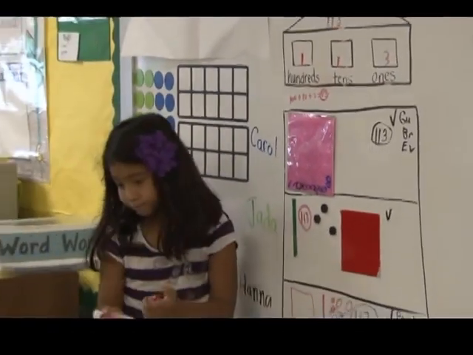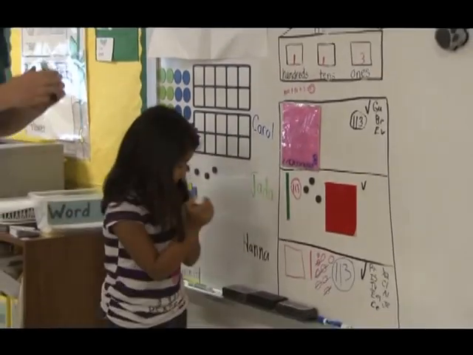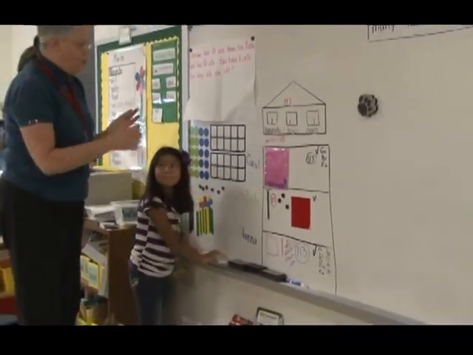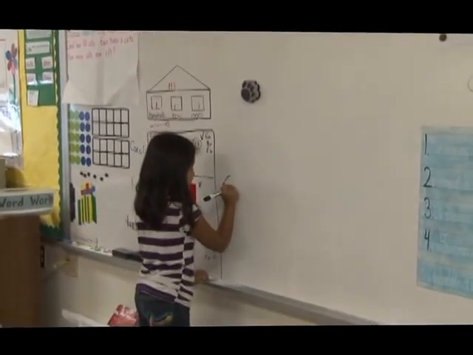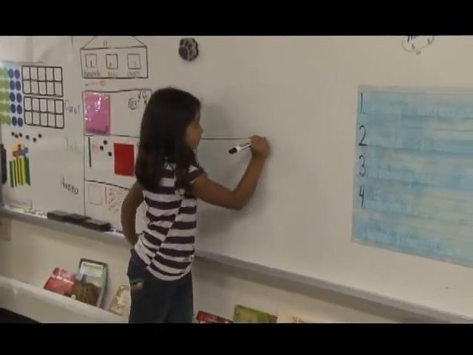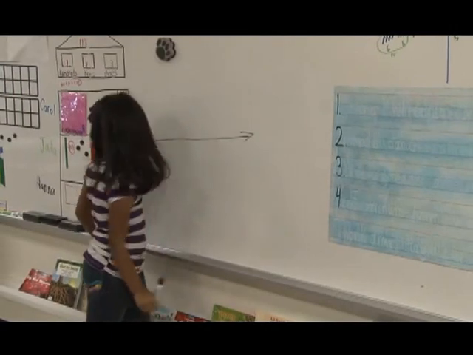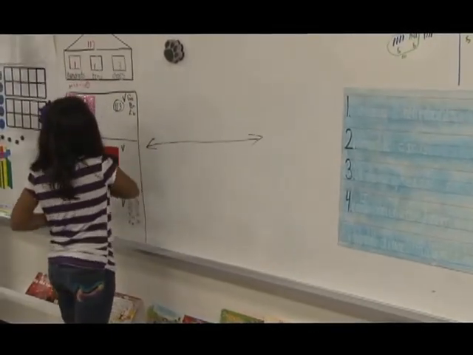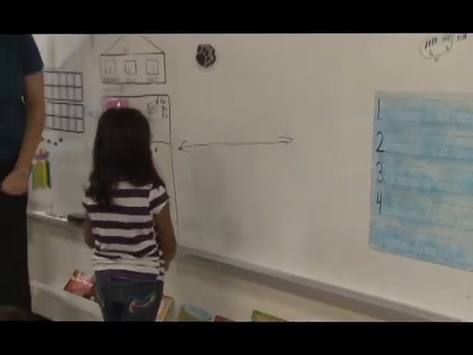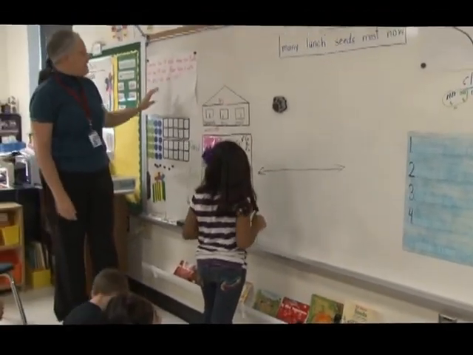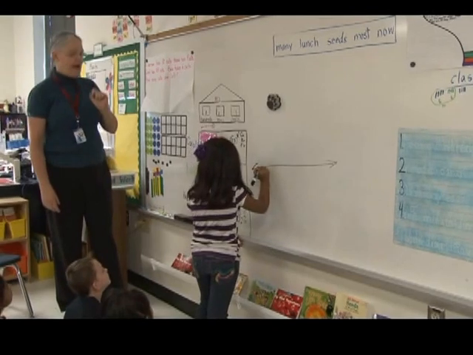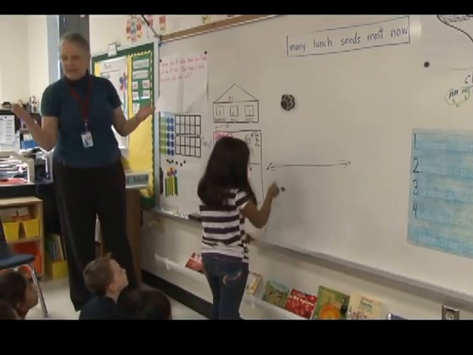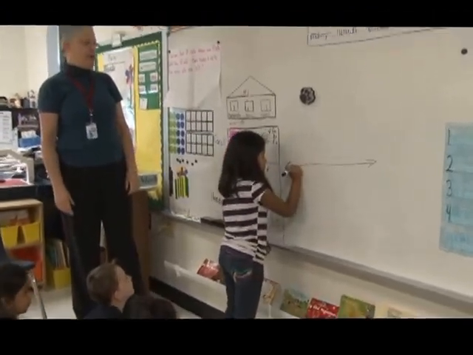Excellent. Now, Sally, I want you to do something else for us here. Would you please make an open number line for us off to the side? An open number line. Sally, if I'm going to be adding, do I start at the beginning or do I start at the end? The beginning. I'll start at the beginning. Which number should I start with first? 100. Why? Because that's the biggest number. Excellent. Please go ahead and put 100 on the open number line.